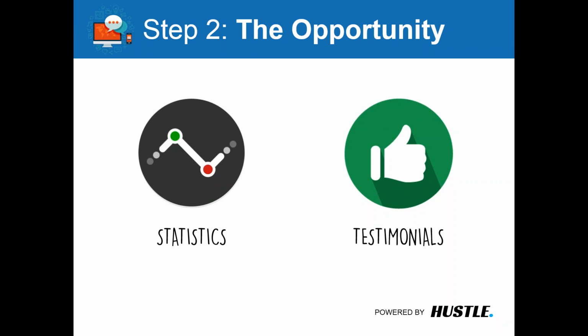It's not the opportunity necessarily that they're getting, it's the opportunity that they might miss out on, because people act more on something that they might miss out on. It could be, for example, early access to something, or only three tickets remaining. It's not the fact that there are three tickets remaining, it's the fact that they might miss out on something. So the opportunity section should handle statistics and also testimonials.